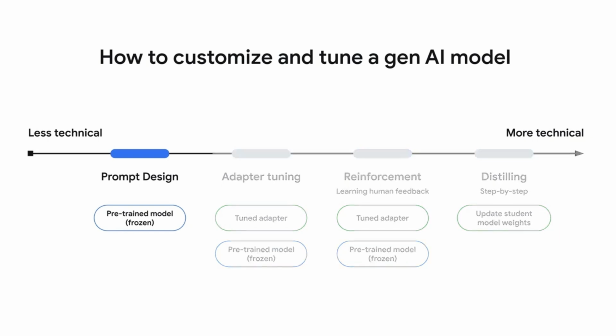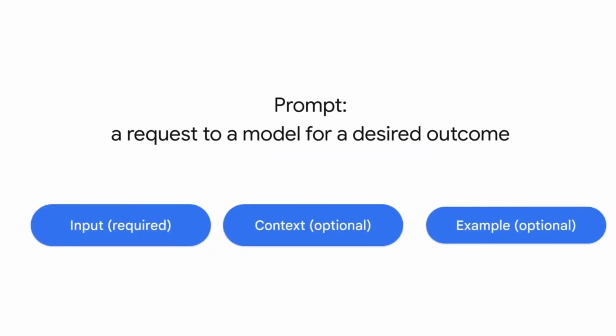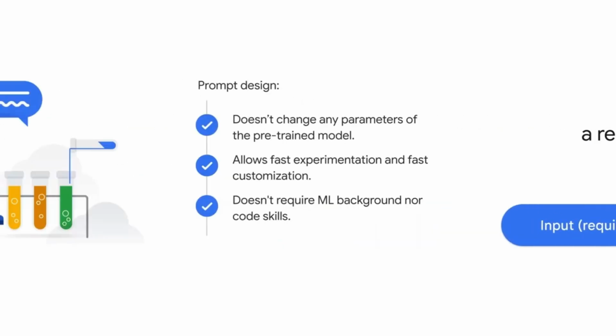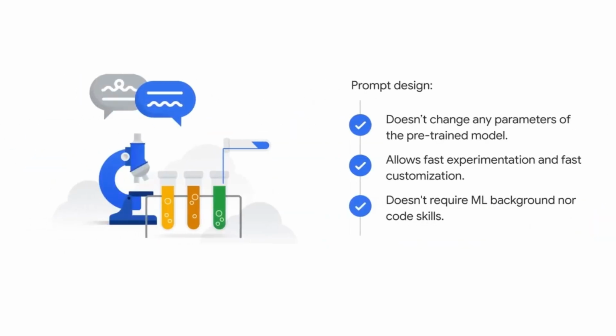You are already familiar with prompt design, which lets you tune a Gen AI model using natural language without any ML background. The prompt is a request to a model for a desired outcome. To enhance the model's performance, you can provide context and examples to guide its responses. Prompt design does not alter the parameters of the pre-trained model. Instead, it improves the model's ability to respond appropriately by teaching it how to react. One benefit of prompt design is that it enables rapid experimentation and customization. Another benefit is that it doesn't require specialized machine learning knowledge or coding skills, making it accessible to a wider range of users.